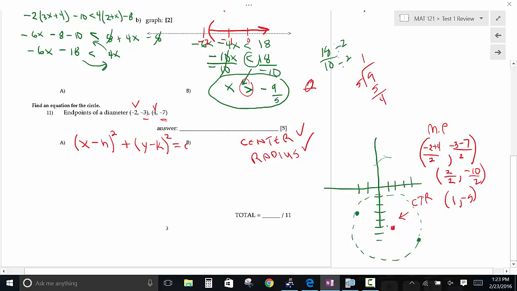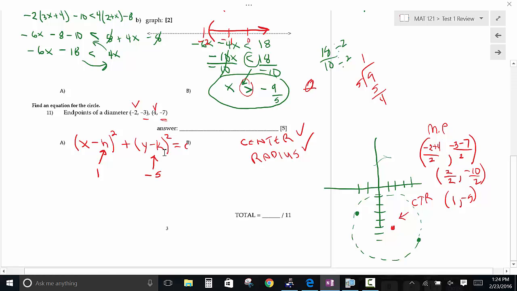Now I want you to look at my point. Does that look pretty sensible? That's the reason I ask you to graph this, because that way you can catch a mistake. (1, -5) looks pretty accurate, doesn't it? So the 1 is going to go there, and the -5 is going to go there. If I give you the endpoints of a diameter, the center of the circle is the midpoint. Midpoint formula, just think of it as averaging two numbers.